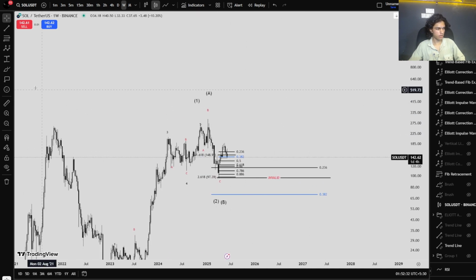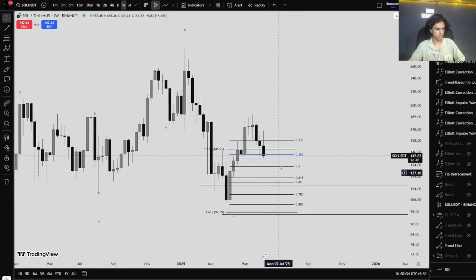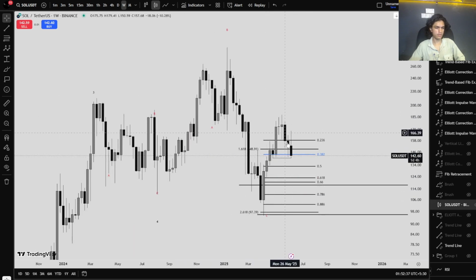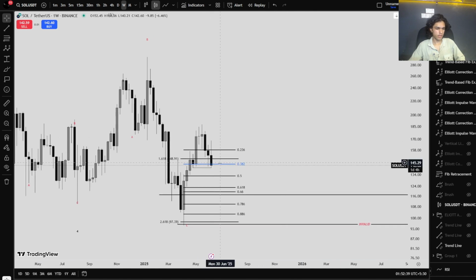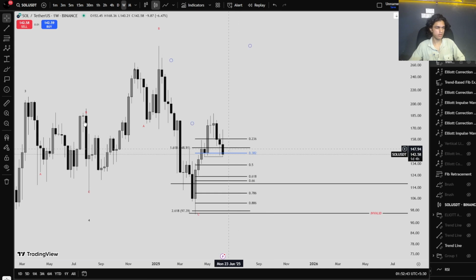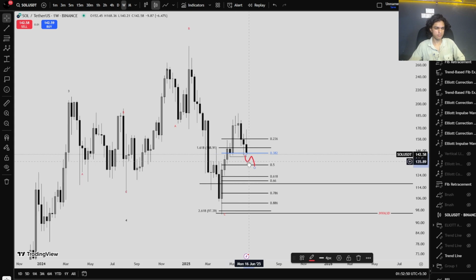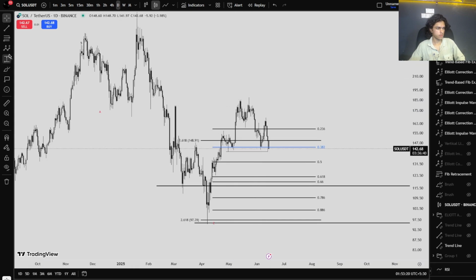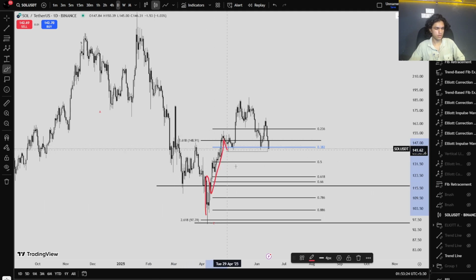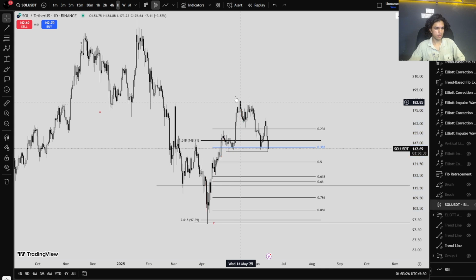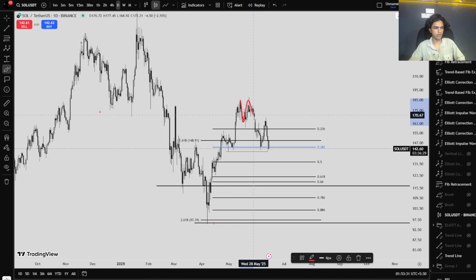So let's zoom onto the chart here. So we are taking this as an impulse wave here. So if the weekly candle closes below this 0.38 fib level, we can assure a drop to this level. Okay, so guys, if you take a look here, in this also we have an impulse, 1 2 3 4 5. Okay, so here also we have a flat pattern here, A B and C.